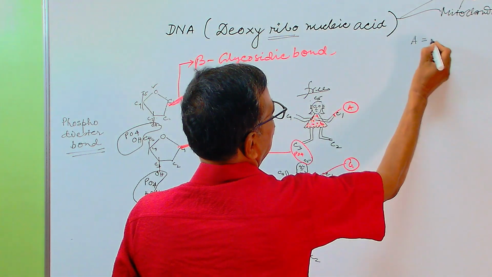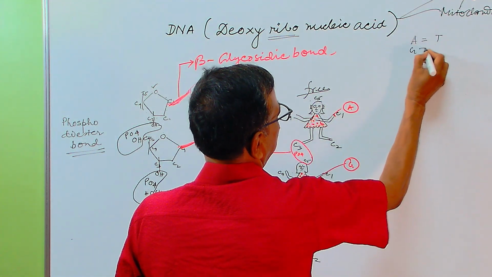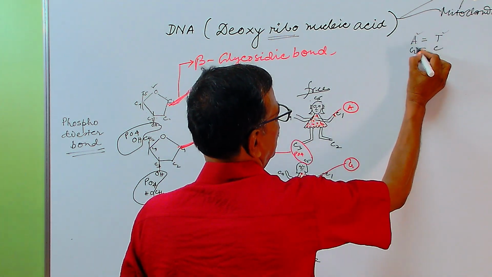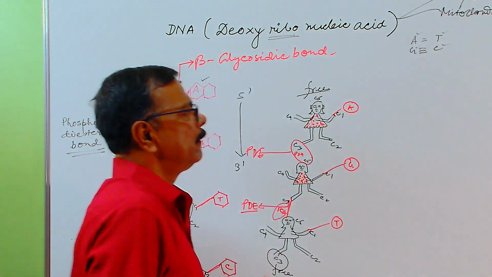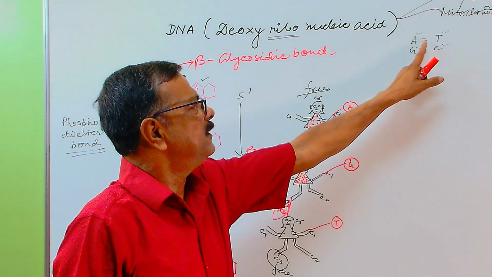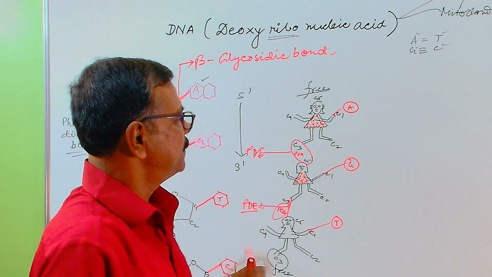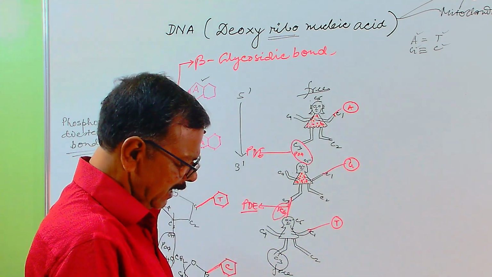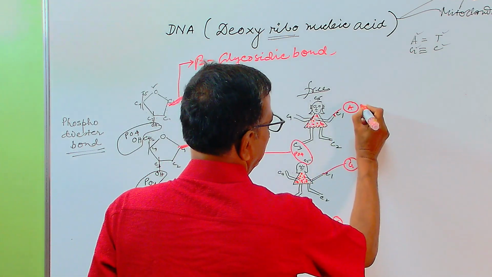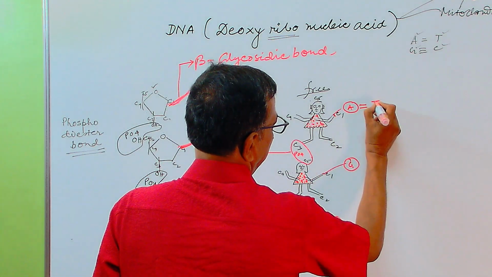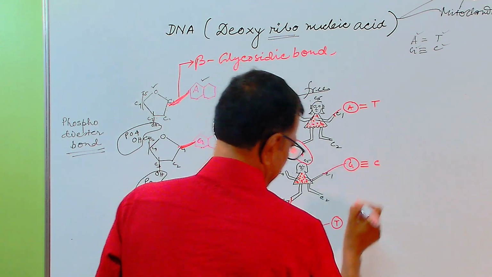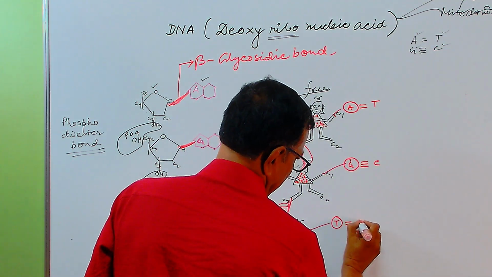And the base pairing rule, we know the ATGC formula: adenine with thymine and guanine with cytosine. One purine, one pyrimidine, one purine, one pyrimidine. Guanine and cytosine are with 3 hydrogen bonds, and adenine and thymine are with 2 hydrogen bonds. So here adenine will join with thymine with a double bond, and guanine with cytosine, thymine with adenine.